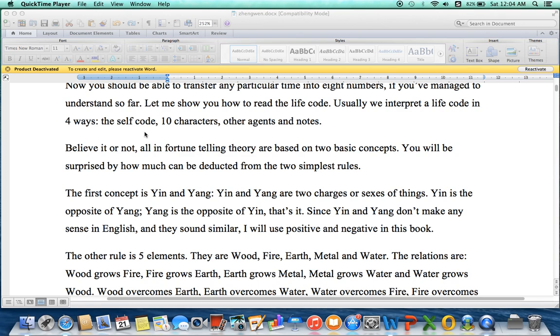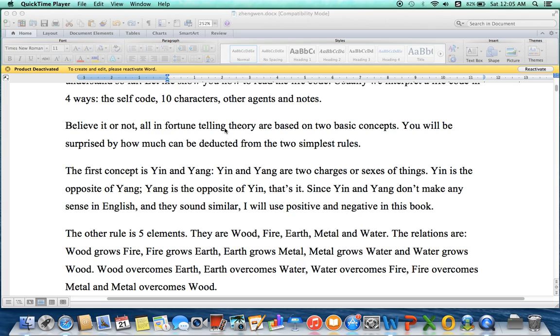The self code, 10 characters, other agents, and the notes. Within the four ways, the self code and 10 characters are the fundamental, and the other two are for adding details. I'm not going to show you other agents and the notes because we are not learning fortune telling. We are just learning the structure of fortune telling in order to prove my point.